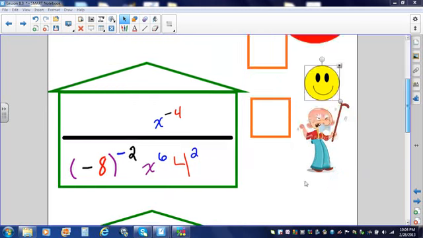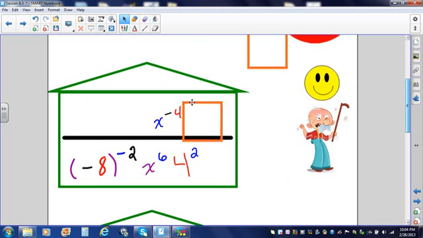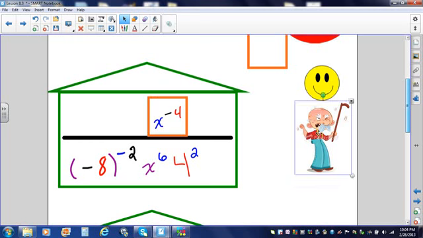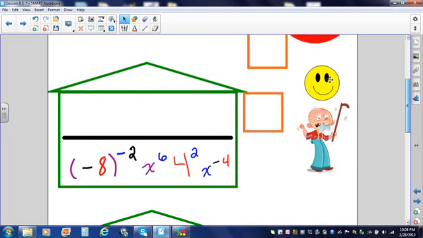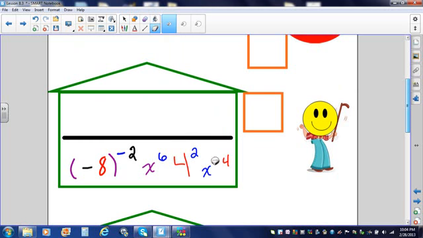So here is our expression now. I'm going to take this x to the negative 4, the grumpy old man, and I'm going to put him down in the bottom. Now he becomes happy. It becomes positive.